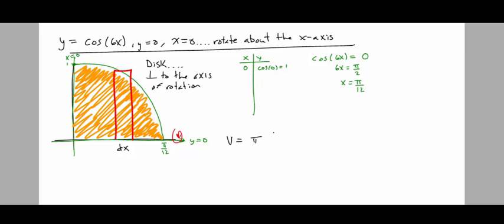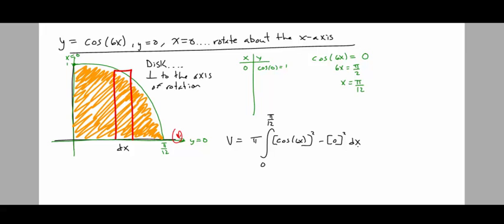So pi, and our rectangles will go from 0 to pi over 12. And the outer radius is going to be this curve, cosine of 6x. And I'm not just squaring the 6x, I'm squaring everything. And then my inner radius is 0 squared. And of course my incremental width is dx.